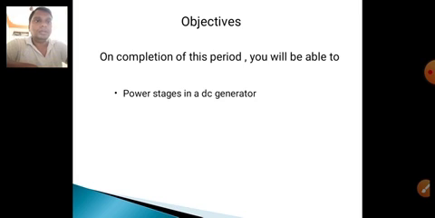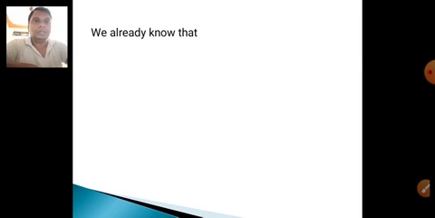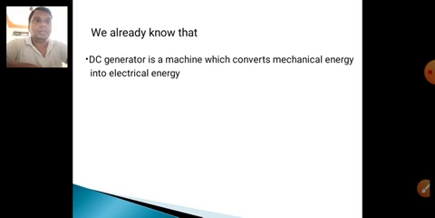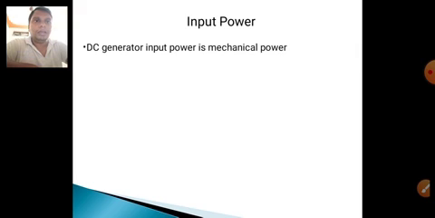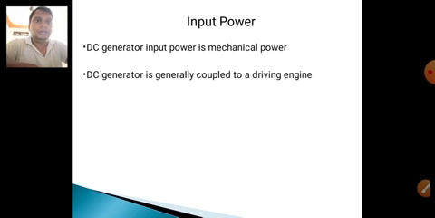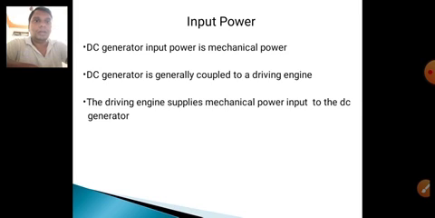The generator converts mechanical energy to electrical energy. Mechanical energy is the input power and the output power is electrical energy. This is the conversion in a DC generator. The input power is mechanical power. The DC generator is generally coupled to a driving engine, and this driving engine supplies the mechanical power input to the DC generator.